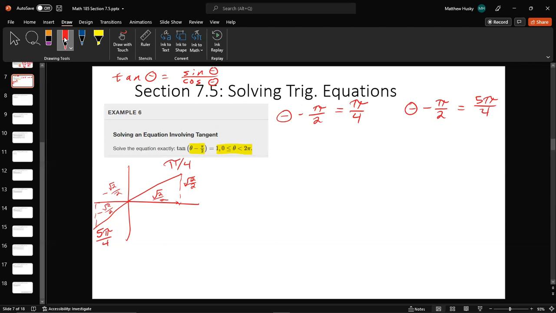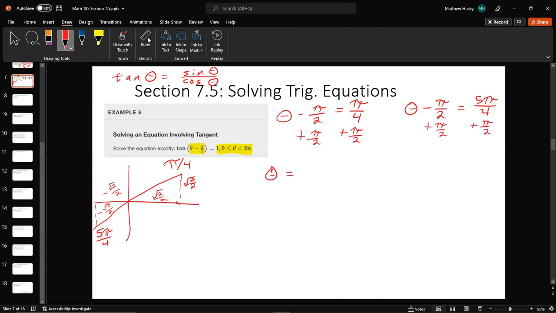And now, since we are subtracting pi over 2 inside the parentheses, once we have found the angle, we're ready to solve by adding pi over 2 to both of these. So we're going to add pi over 2 over there, we're going to add pi over 2 over here, and we're going to do it over here as well.